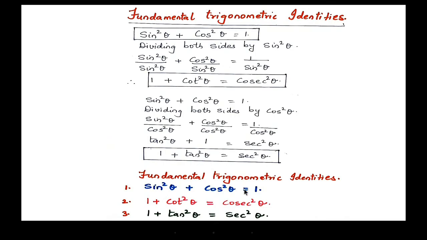So we have three fundamental trigonometric identities. You have to learn them by heart and you should be able to write them in any order. Okay, the three fundamental identities are sin square theta plus cos square theta is equal to 1, 1 plus cot square theta is equal to cosec square theta, and 1 plus tan square theta is equal to sec square theta.